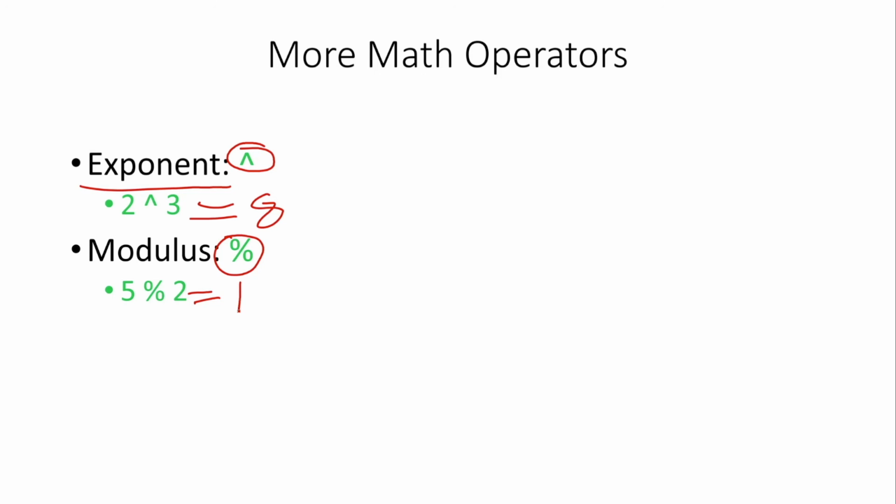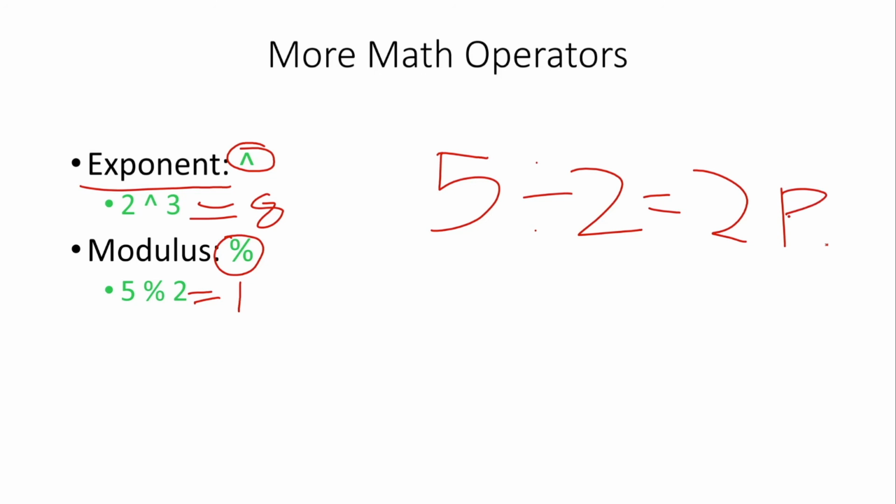Well, what the modulus does is it calculates the remainder. So, in this case, it would do 5 divided by 2, and this equals 2 with a remainder of 1, so it will output 1.